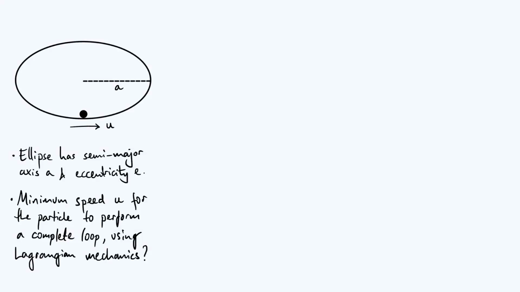Hi everyone, in this video we are going to revisit the problem of finding the minimum speed a particle needs to have to make it all of the way around an elliptical loop-the-loop, and the loop has a horizontal major axis, its semi-major axis is A and its eccentricity is E. So this time we're going to take the approach of using constrained Lagrangian mechanics.